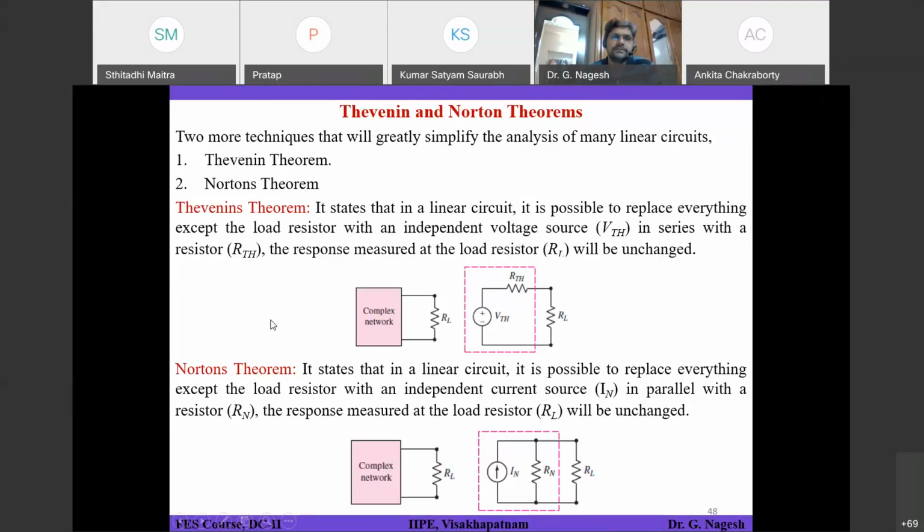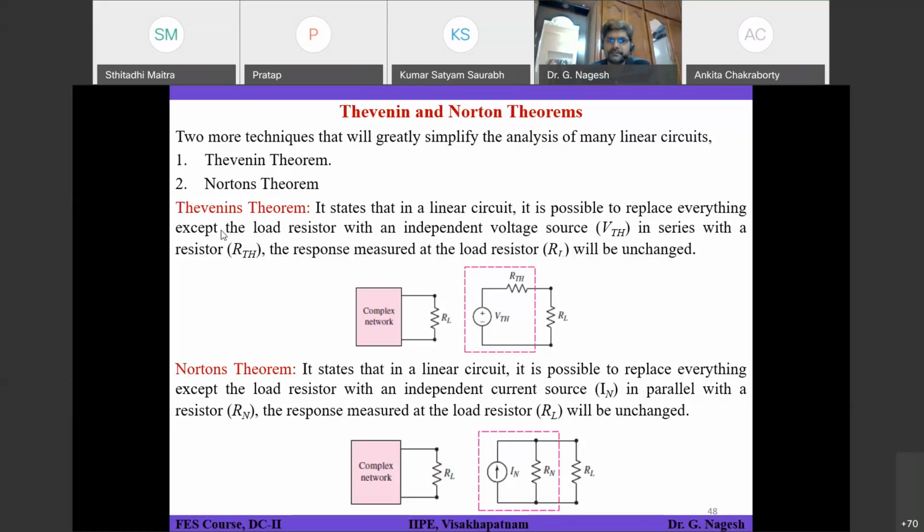If you see here, two more techniques are generally used for linear circuits. One is Thevenin's theorem, another one is Norton's theorem. So what Thevenin's theorem states is that in a linear circuit, and we have already seen what a linear circuit is, it is possible to replace everything except the load resistor. Load resistor here means the element in which you are interested to observe or study what is happening. It could be one simple resistor or one particular branch, only one simple element which you want to study.